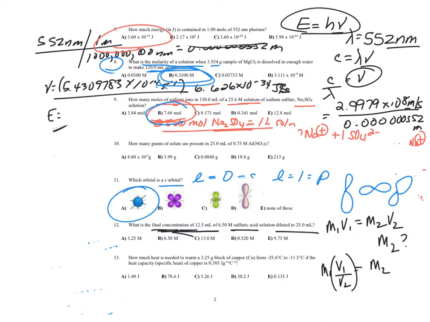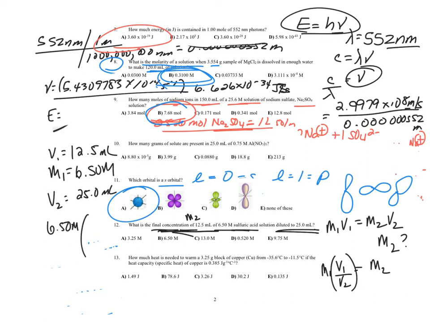So it's asking for the final concentration. V1 is 12.5 milliliters, and M1 is 6.50 molar solution. Diluted V2 is 25.0 milliliters. All right, so now you want to solve. So 6.50 molar times V1, 12.5 milliliters, divided by 25.0 milliliters. And when you solve that, you should get 3.25, which is A, molar solution.